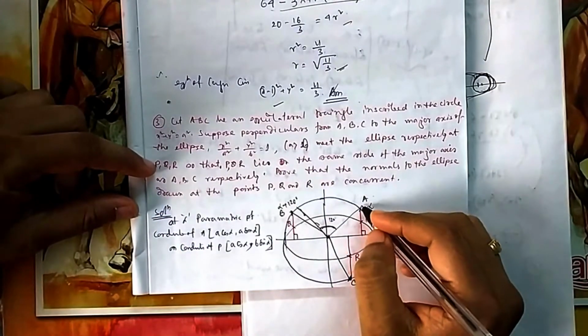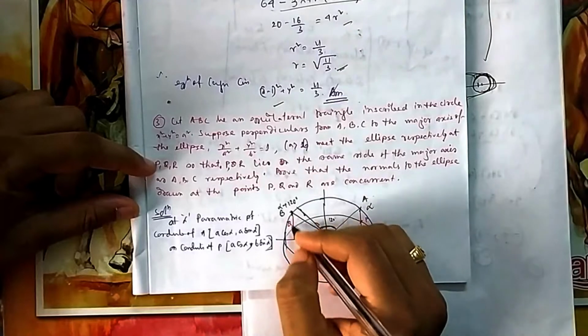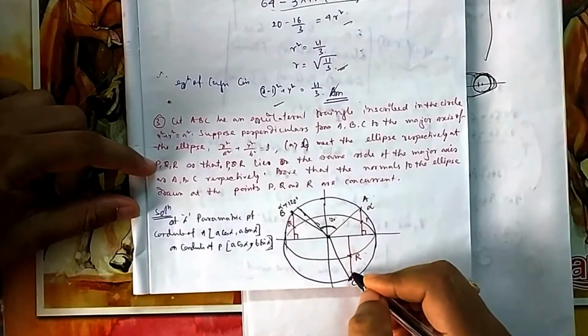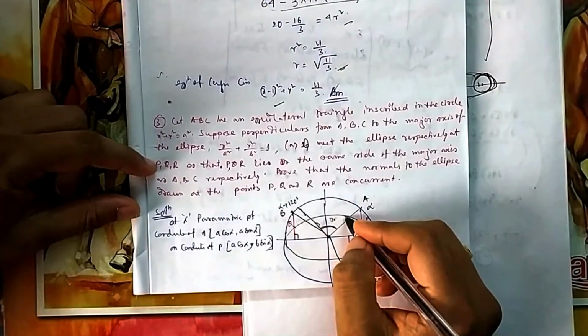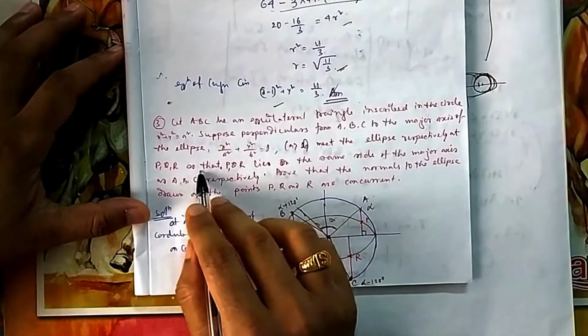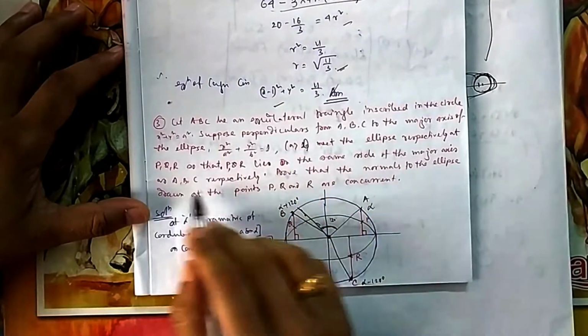So the perpendicular from A will meet at P, the perpendicular from B would meet at Q, the perpendicular from C would meet at R. It can meet here also, but they have given that PQR lie on the same side of the major axis as ABC.